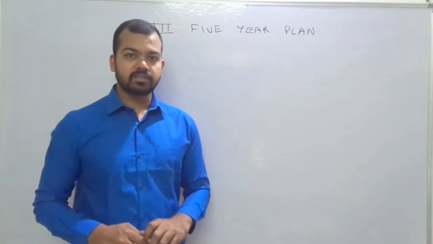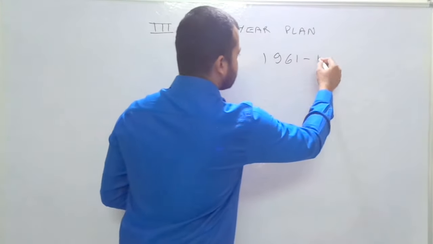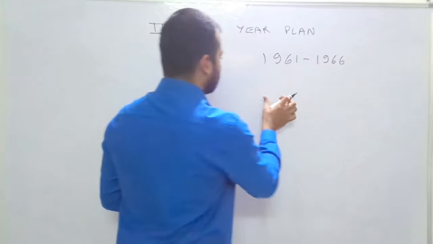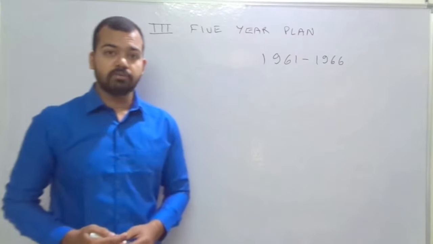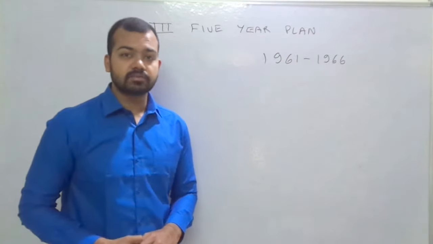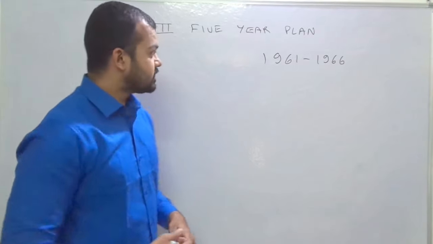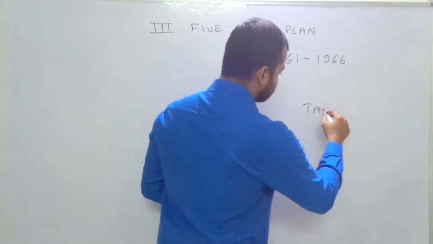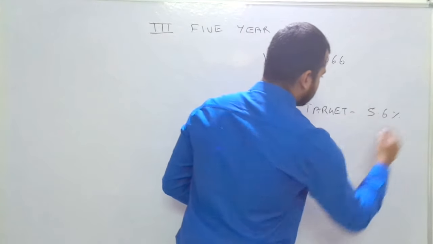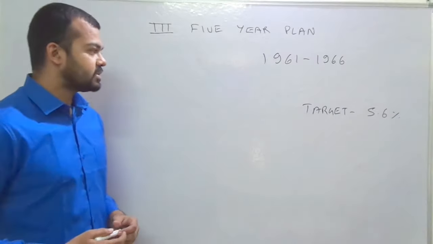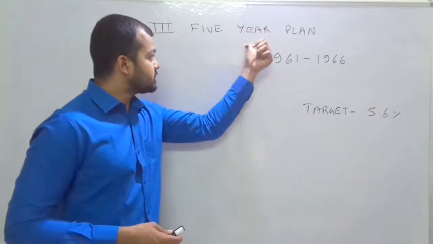First of all, we'll write the period of this 5-year plan. This 5-year plan started in the year 1961 and it lasted around 5 years, that is until 1966. It's a very important 5-year plan, because this is regarded as one of the turning points of the strategy of our policy makers. First of all, we'll write the target. The target growth rate was 5.6%. This was set at the prior integration of this 5-year plan into our planning process.